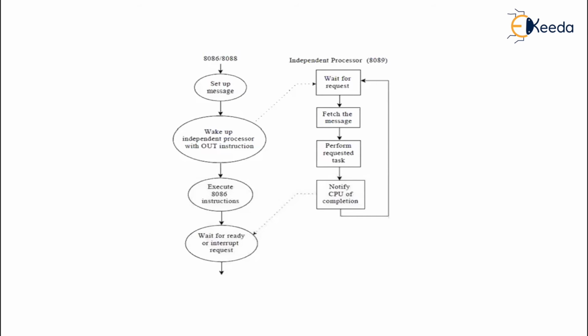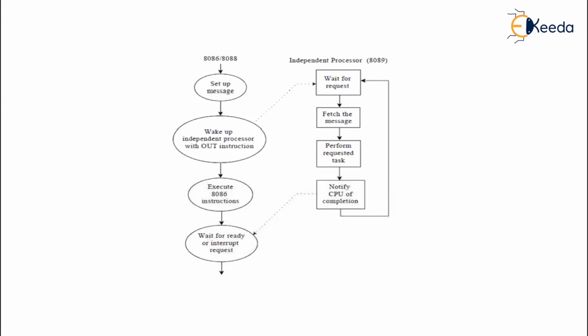When the instruction gets forwarded, it comes up as wake up independent processor without instruction. Without instructing, it is giving an instruction to 8089 that you start the operation. Execute 8086 instruction and wait for the ready or interrupt request.